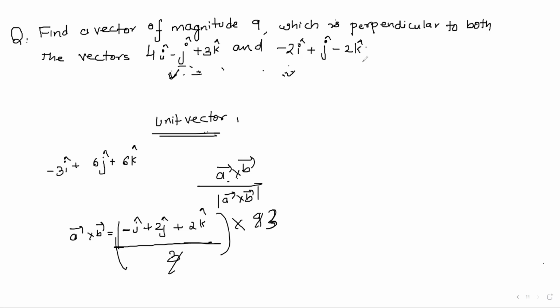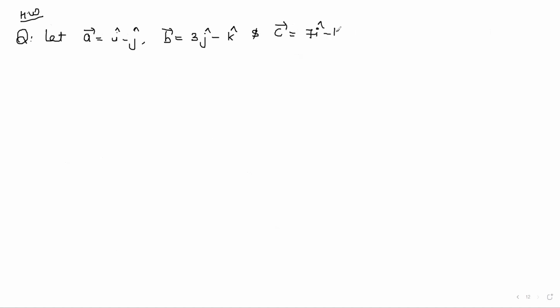Very good, Fahd. So, the next question is your homework. We will start a next type. Let A is equal to i cap minus j cap. This is your homework. B is equal to 3j cap minus k cap. And C is equal to 7i cap minus k cap.